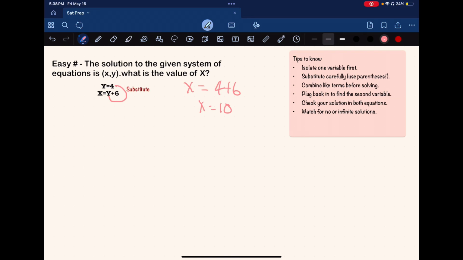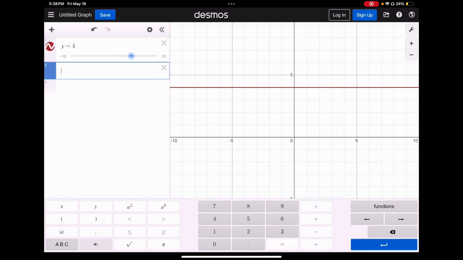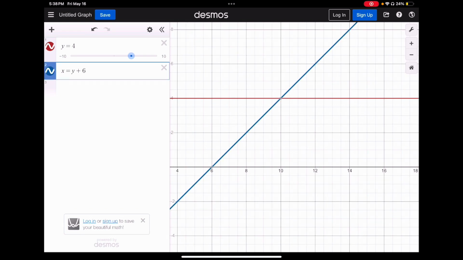But there's another way to do it on Desmos, where we input y equals 4, and then x equals y plus 6. Then we're going to see where the two cross, and it should be 10. So that's another simple way that you could do it.